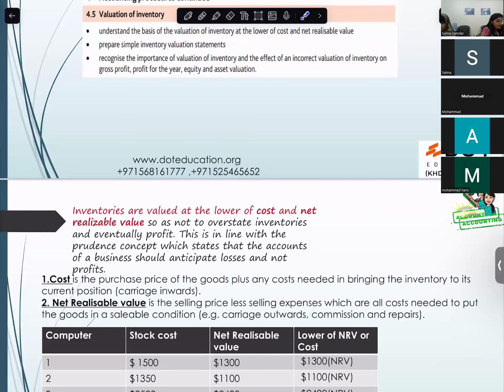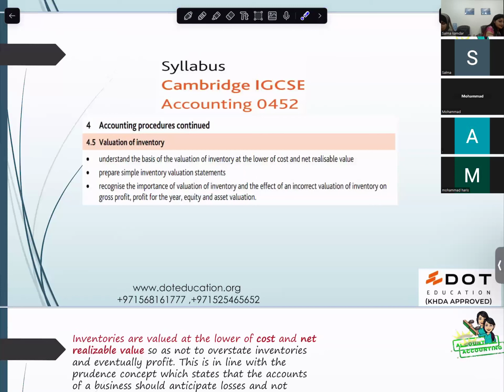So we are doing inventory valuation. Can you tell me what is inventory? Inventory is basically the stock that businesses buy to sell. Okay, that is purchases. What you're buying to sell is called purchases.